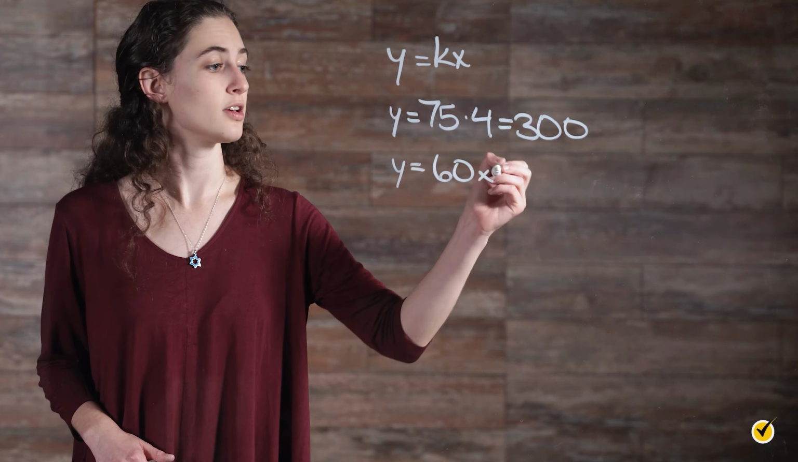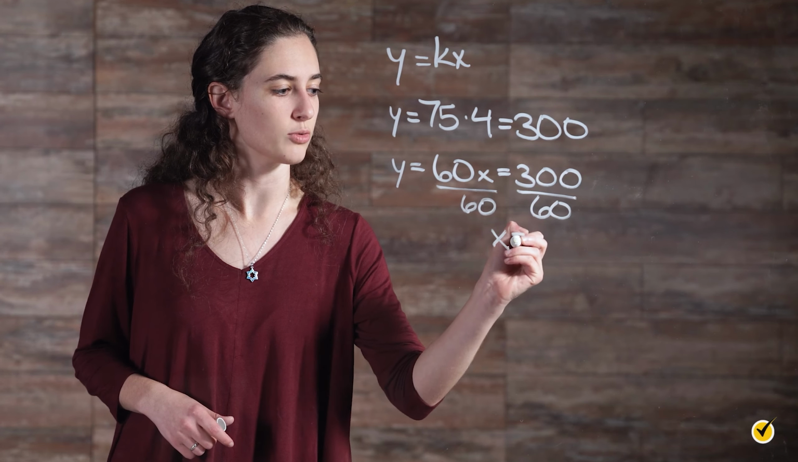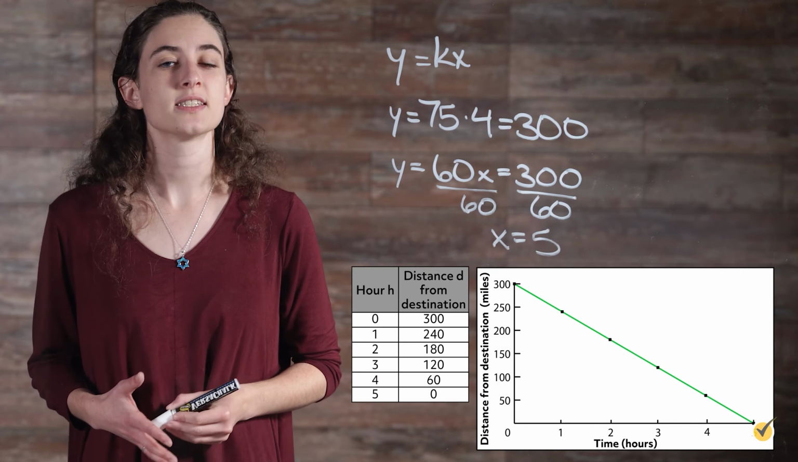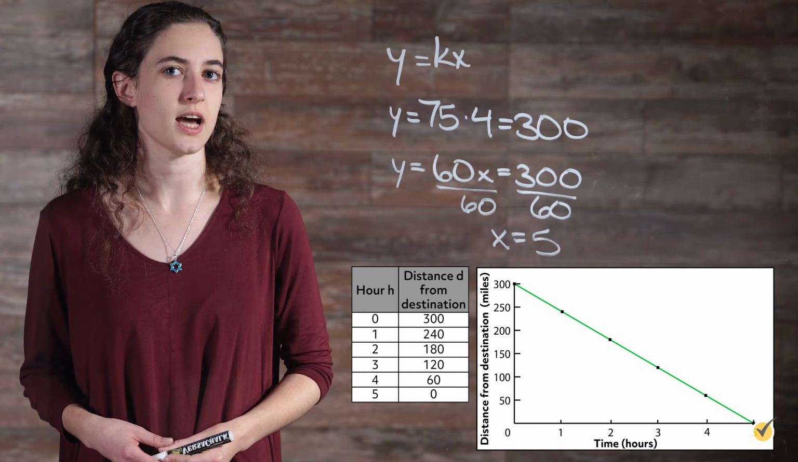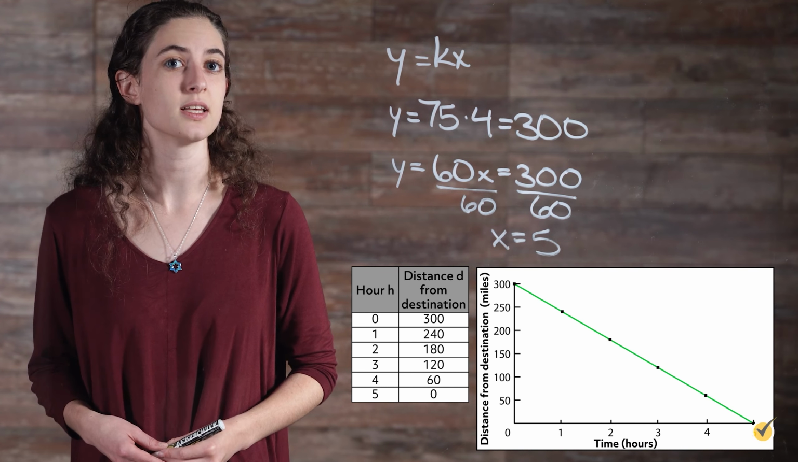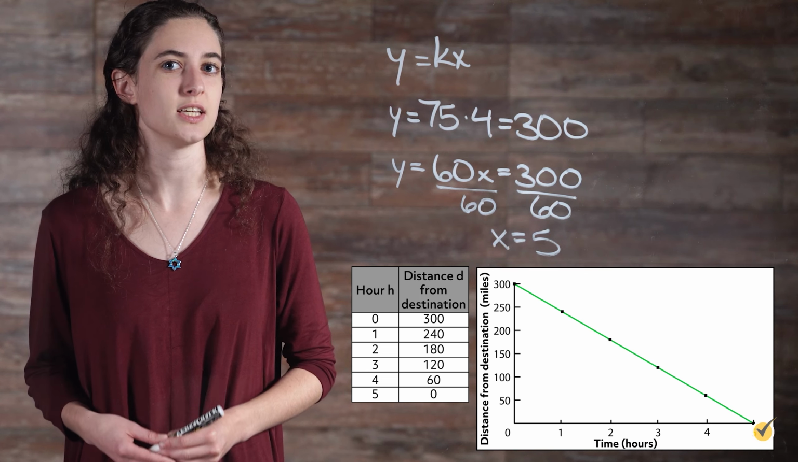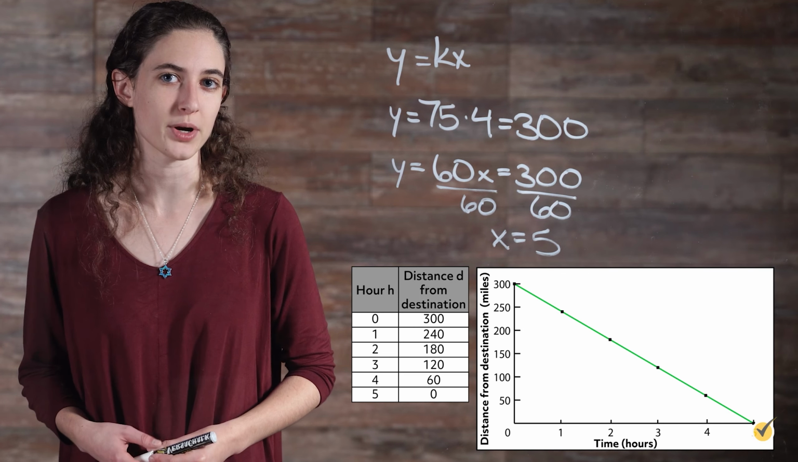So to solve for x, you divide by 60 on both sides and get x equals 5. Here, distance is inversely proportional to time because as time increases, distance to the destination decreases. You get closer every hour.